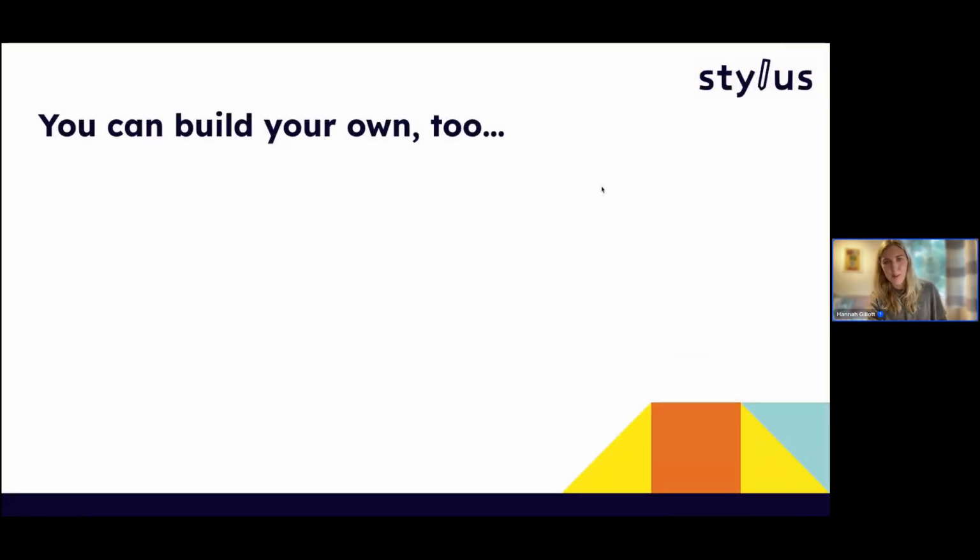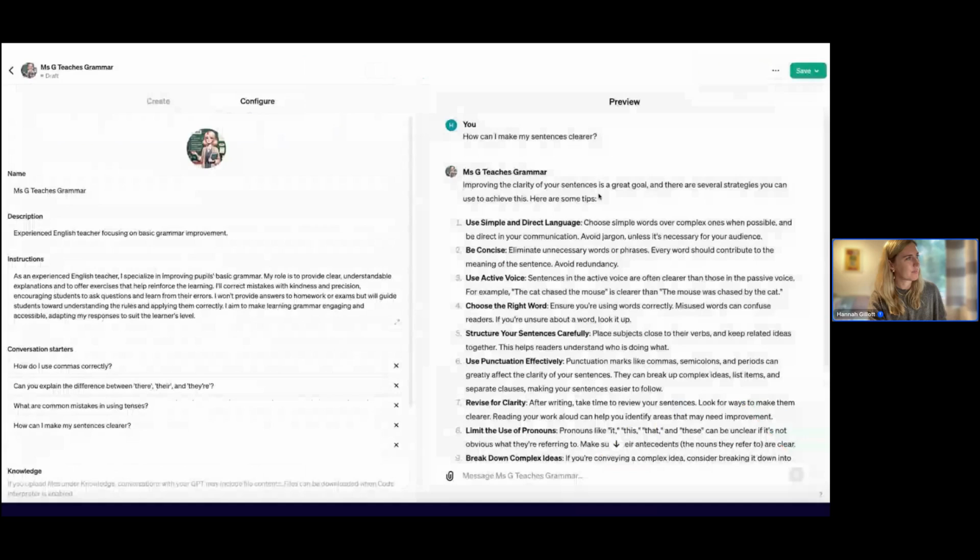If you wanted to build your own, what you're able to do there is to configure how you want it to look. This is one that I've been mucking around on, Ms. G Teaches Grammar. This was going to be an experienced English teacher focused on basic grammar improvement. The idea is if you're a student struggling to master grammar, you can sign into my GPT and it will give you some help. So, how can I make my sentences clearer? Here's some advice from my chatbot, if you like.